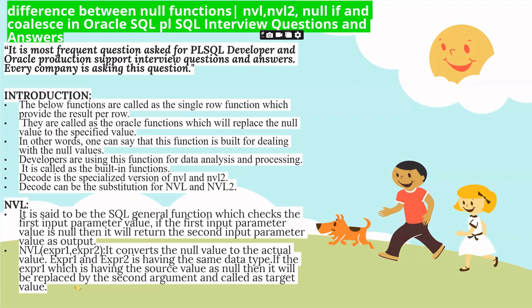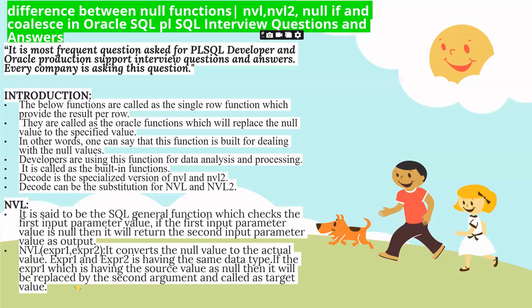Decode is the specialized version of NVL and NVL2. Decode can be a substitution for NVL and NVL2. NVL is a SQL general function which checks the first parameter value. If the first parameter value is null, then it will return the second parameter as output. NVL(expression1, expression2) converts the null value to an actual value.